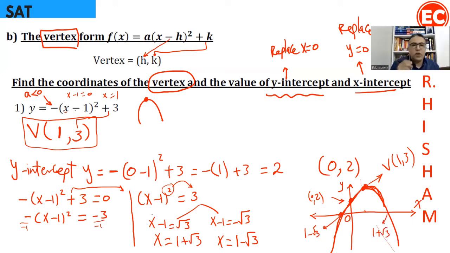So I didn't use the quadratic formula to find the x-intercept here. It's not necessary to find the x-intercept when you are asked for the vertex and the y-intercept, but I would like to show you how to find the x-intercepts.